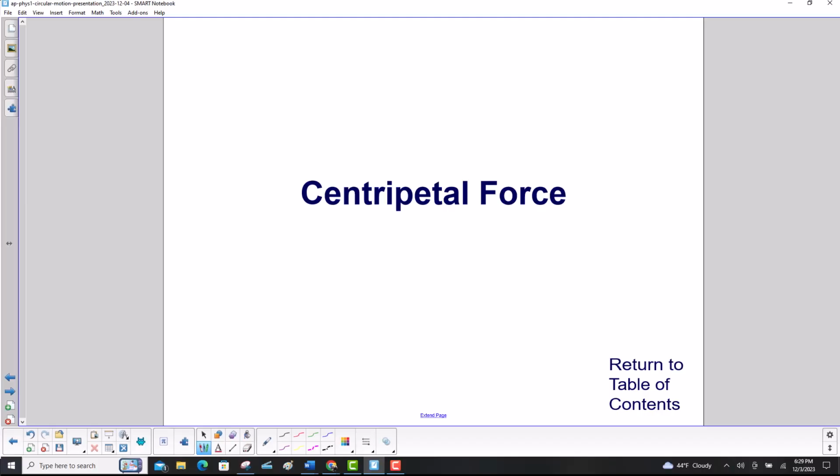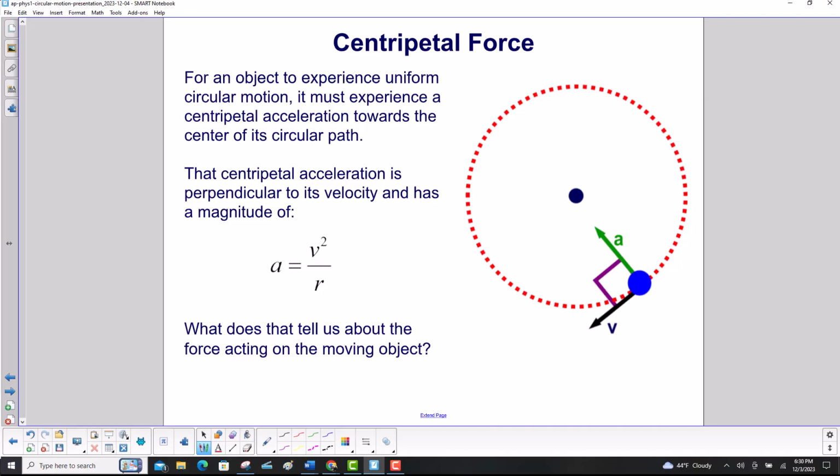Centripetal force. For an object to experience uniform circular motion, it must experience a centripetal acceleration towards the center of its circular path. That centripetal acceleration is perpendicular to its velocity and has a magnitude of v squared over r. What does that tell us about the force acting on the moving object?